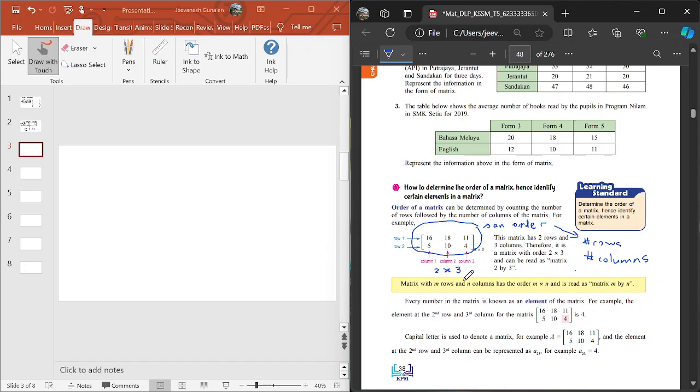You can also write this in a sentence. In the sentence you write matrix 2 by 3. The two words you have to memorize are matrix and by, and you just insert the numbers 2 and 3. This is called the order of the matrix.